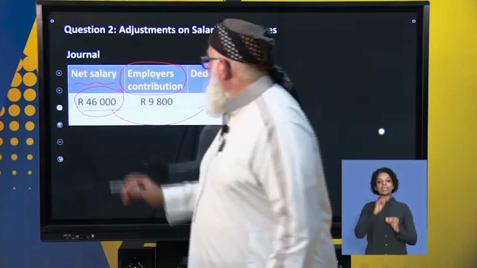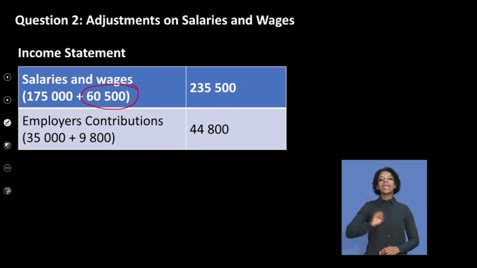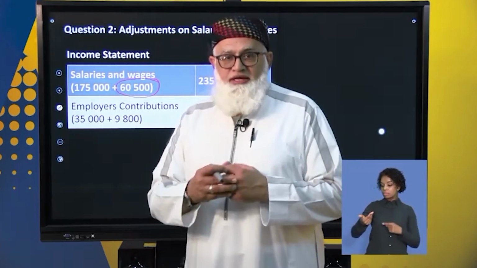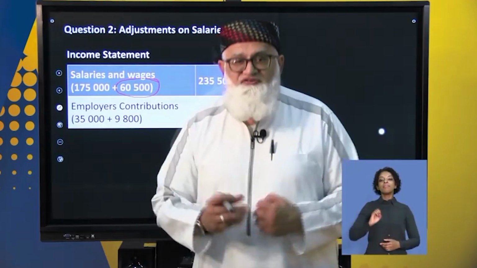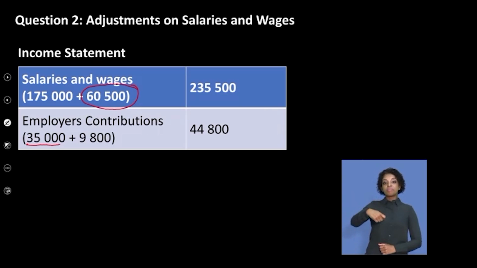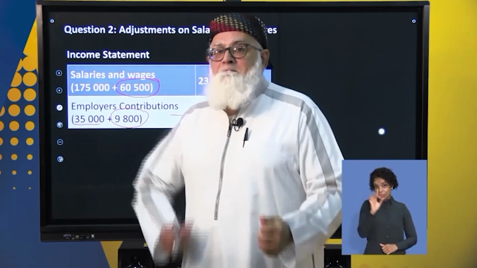Got that? Moving on, we now come to the next one which we spoke about, and that was your employer contributions. Remember, apart from the salaries, very often you get employers contributing on behalf of their employees, which is also an expense to the enterprise. Therefore, what do we do? Employers' contributions, this was the figure given to me in my trial balance, add the one that we omitted to give me my final figure of 44,800. So bottom line here, grade 12s, is know that net salary plus your deductions will give you your gross salary.